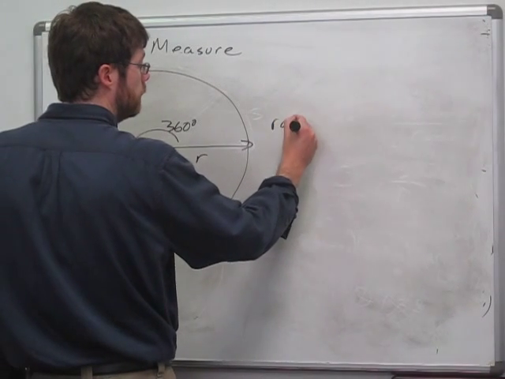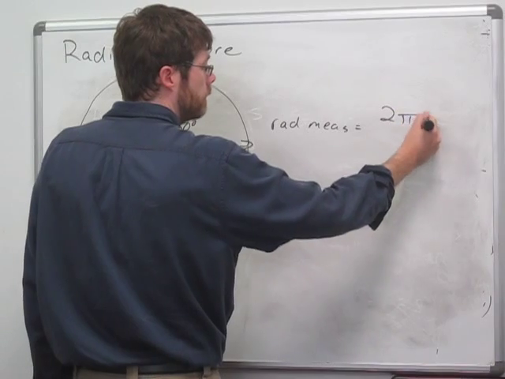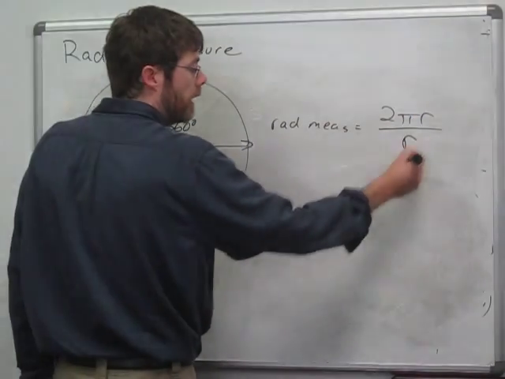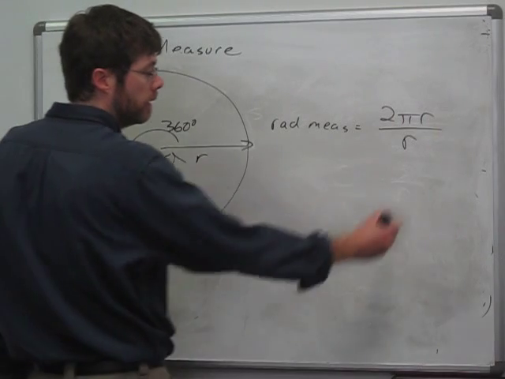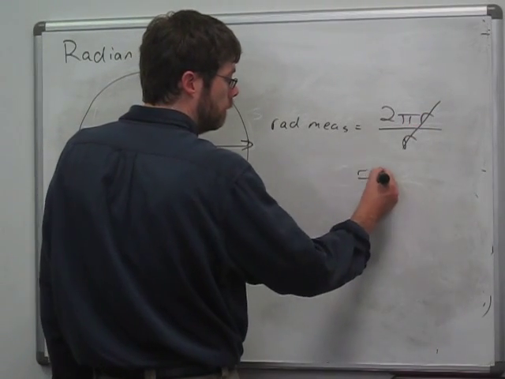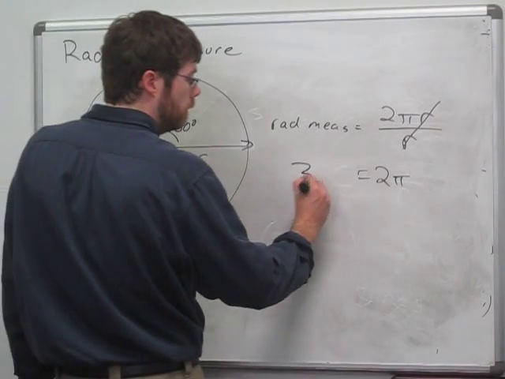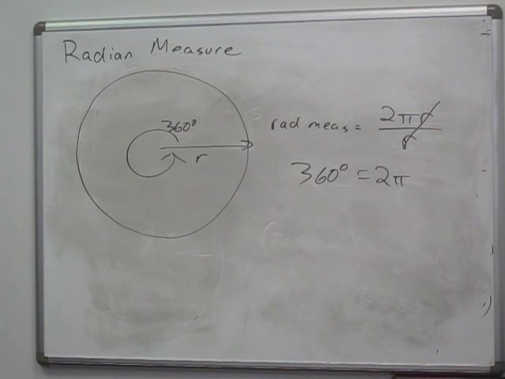So the radian measure is the circumference of the circle, which is 2 pi times the radius, divided by the radius, which here is equal to r. Regardless of my radius length, the r's are going to cancel, and I'm left with 2 pi. So 360 degrees is equivalent to 2 pi radians.